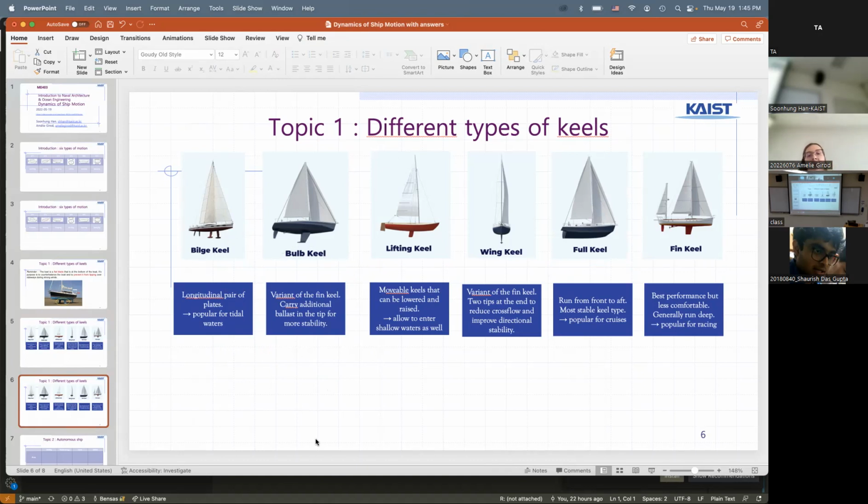The lifting keels are movable keels that can be lowered and raised, and they're mostly used to enter shallow waters as well. So you can go into different types of waters. The wing keel is also a variant of the fin keel, with two tips at the end to reduce cross flow and improve directional stability. The full keel is the traditional keel, running from the front to the end, most stable and popular for big ships like cruise ships. And the fin keel, as you said, has the best performance, so it's really popular for racing.